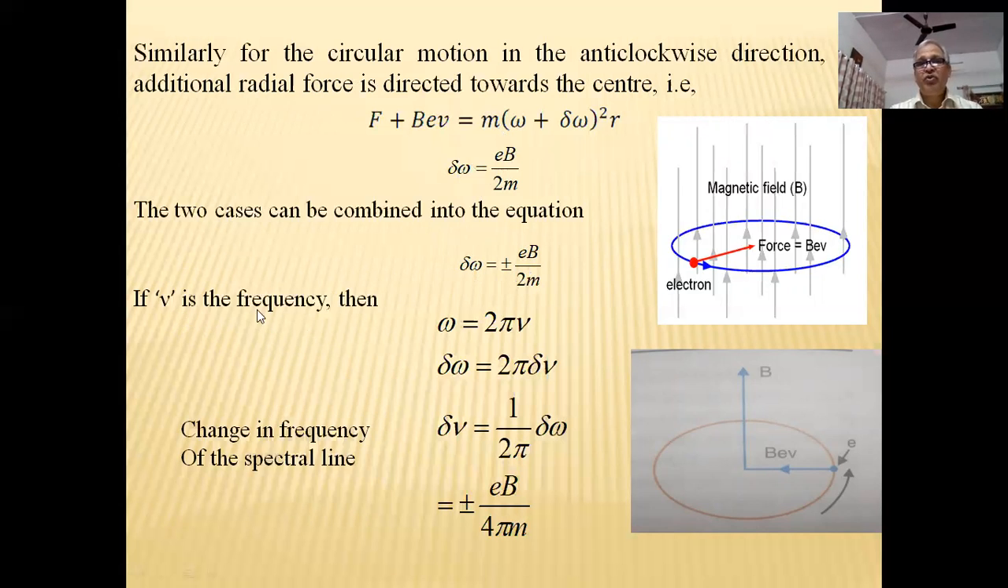Now, if nu is the frequency, then omega equal to 2 pi nu. We differentiate this, delta omega equal to 2 pi delta nu, because 2 pi is constant. The change in frequency of the spectral lines is delta nu equal to 1 upon 2 pi times delta omega. Now here we substitute the value of delta omega, so we get delta nu equal to plus minus eB upon 4 pi m.